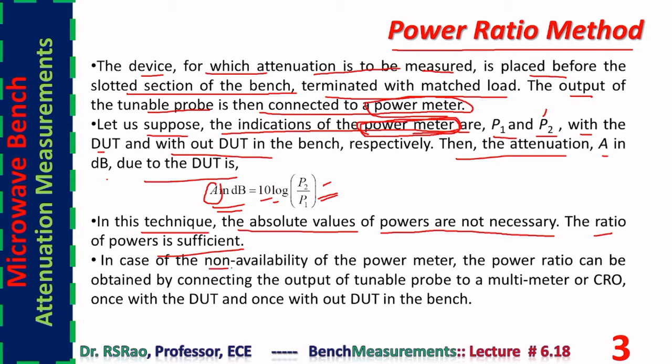In case of non-availability of a power meter, the power ratio can be obtained by connecting the output of the tunable probe to a multimeter or CRO, once with the DUT and once without the DUT in the bench. So in place of a power meter, one can use a multimeter or CRO.